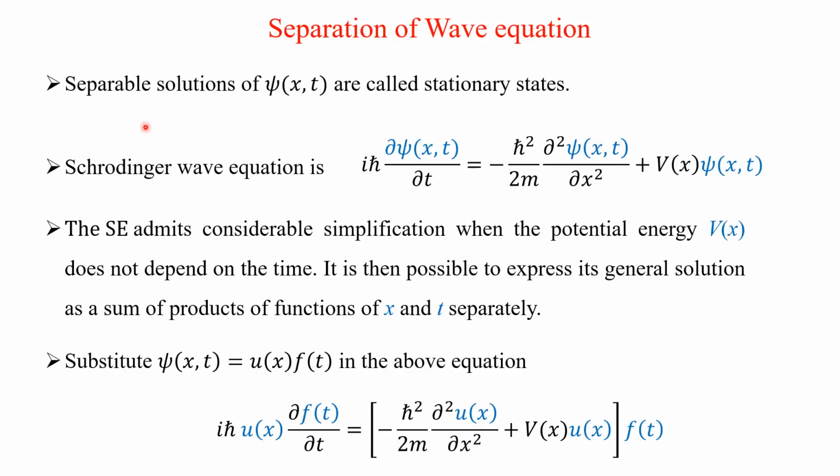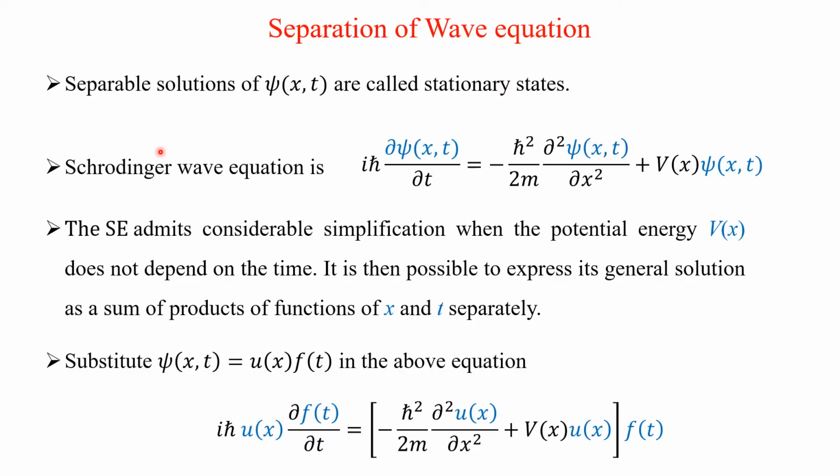First we will see what is the stationary state. The separable solution of the total wave function psi, which is a function of x and t, is called a stationary state. That is, after separating the variables x and t, we will get some solution. That state is called a stationary state.